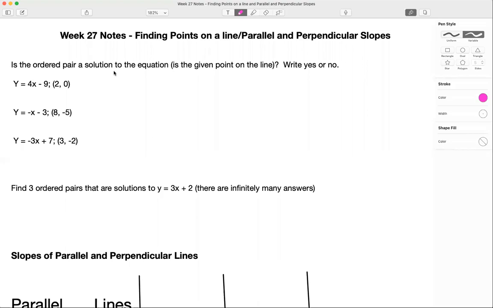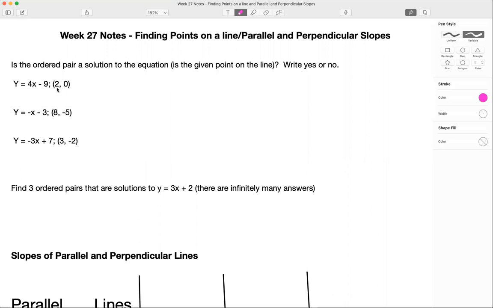In this video, we're going to be finding points on a line and also investigating parallel and perpendicular slopes. So, is the ordered pair a solution to the equation is our first set of questions here. Basically asking, is the given point on the line? You write yes or no.